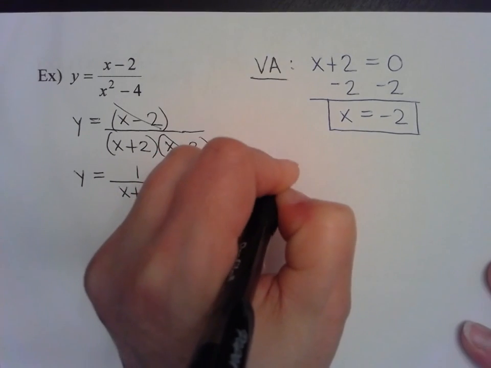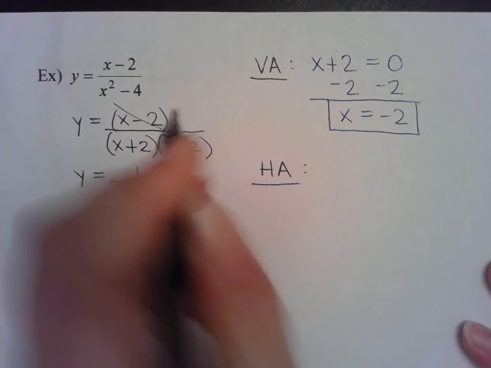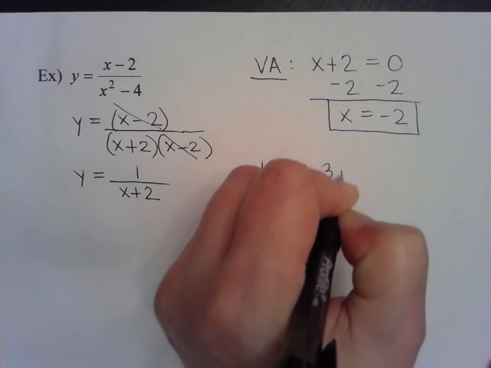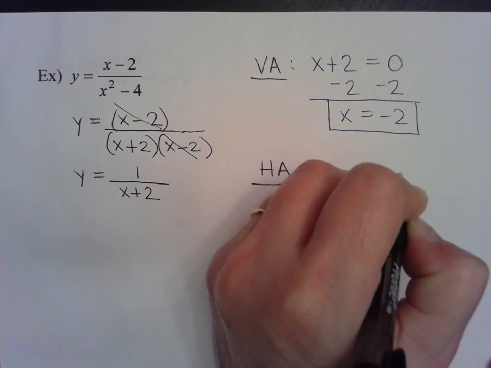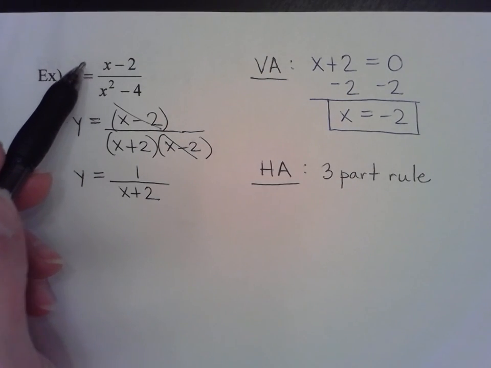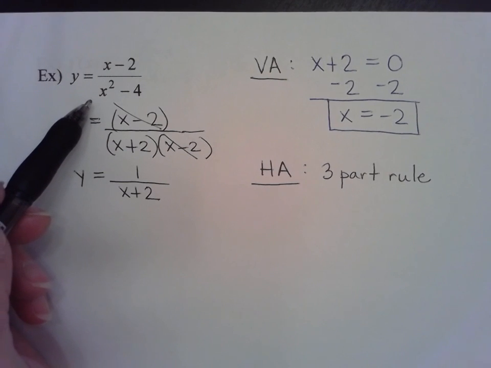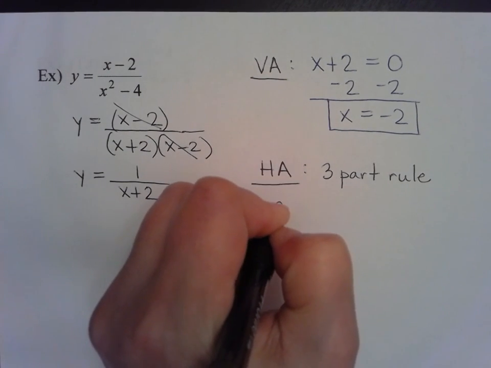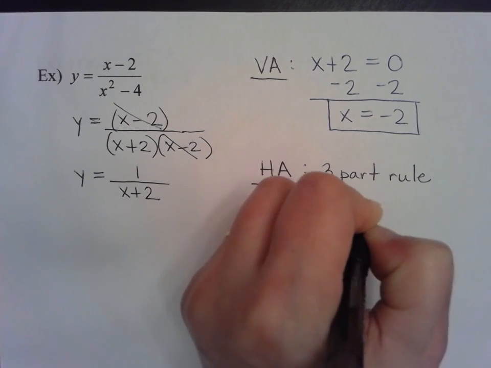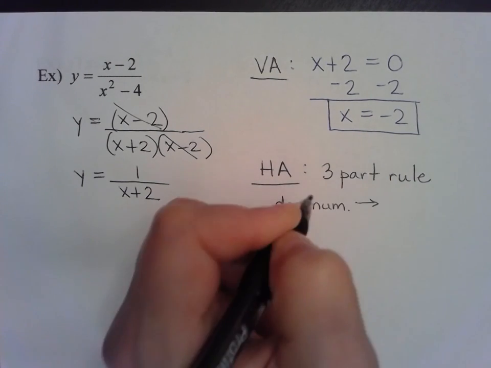Then I can look at the horizontal asymptote. Remember, for the horizontal asymptote, we looked at that three-parted rule, where we compare the degree of the top versus the degree of the bottom. So in this example, the degree of the numerator is 1.